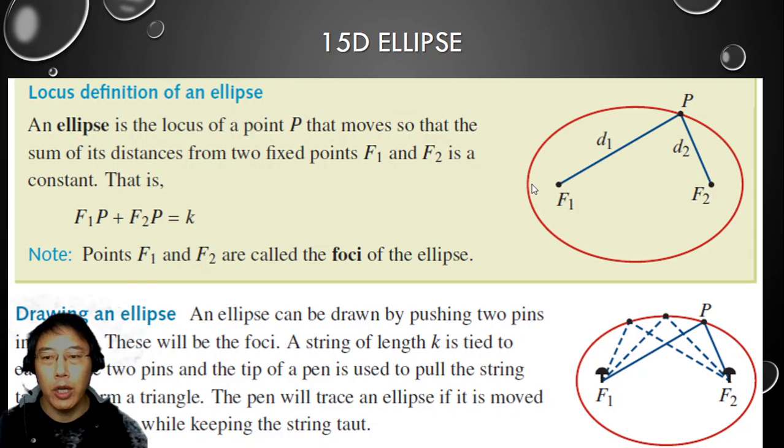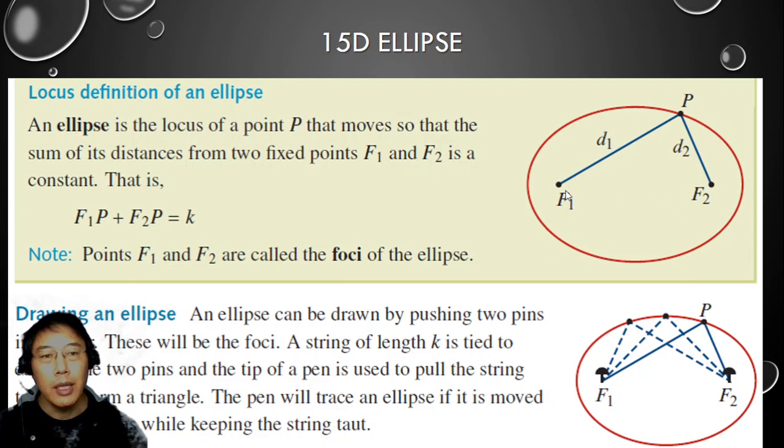Plural is foci. What you have to do is take the distance from a point P to each focus point, and the sum is equal to a constant. So the idea is that that length is constant, which will lead to how to draw it later.